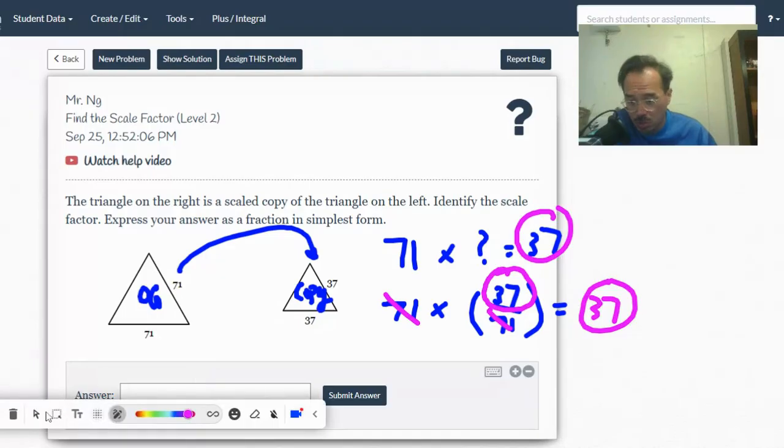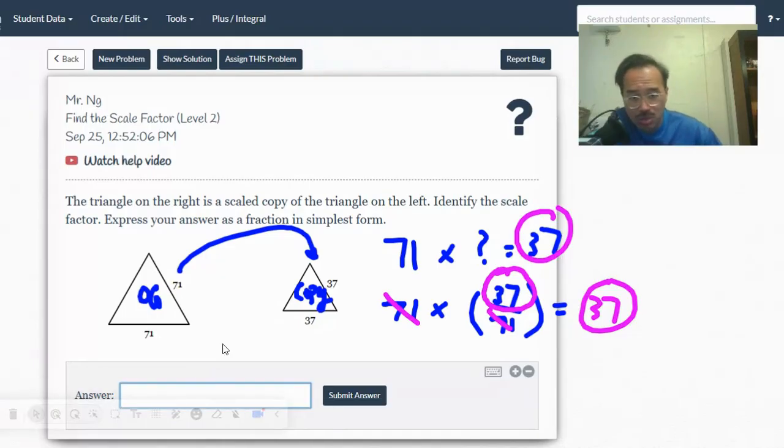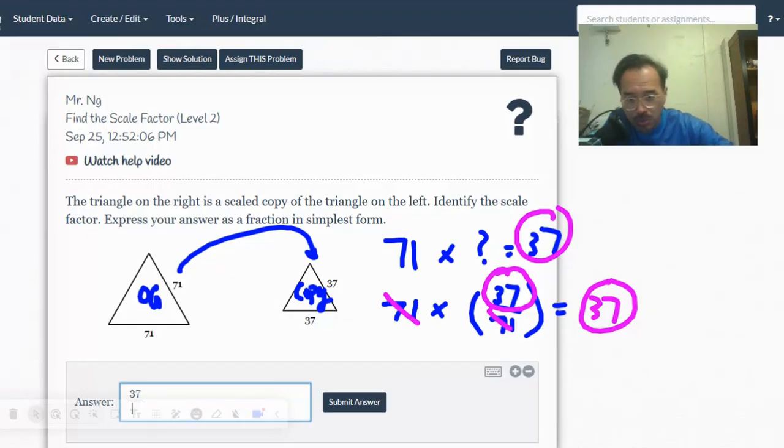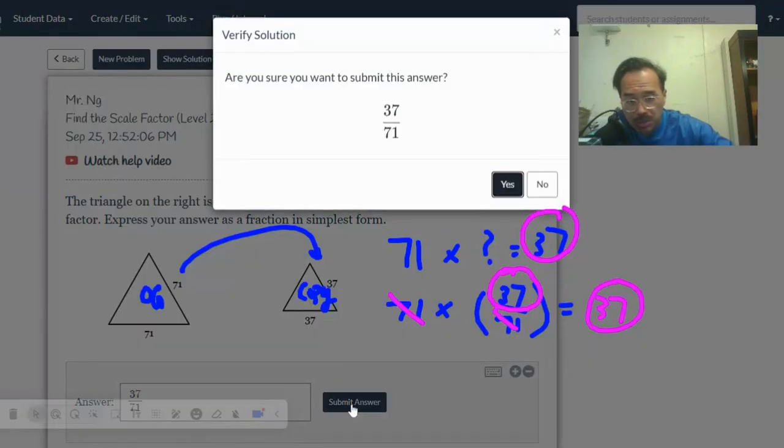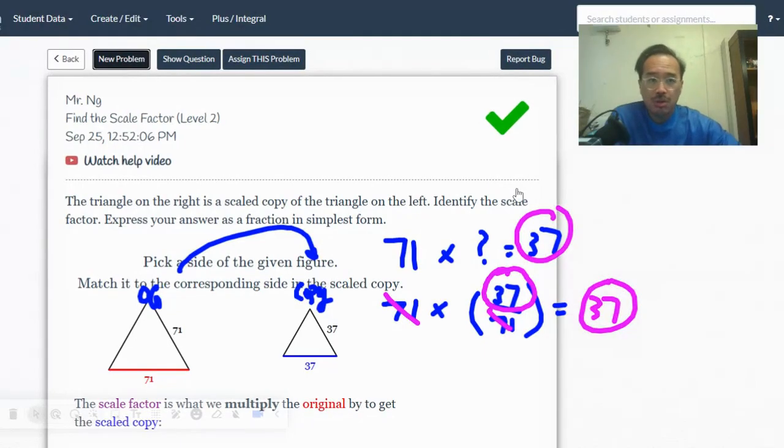So again, to type in the answer, it's 37 over, again, that backslash button on your keyboard. You can also find it on the right side of the keyboard. 37 over 71. If you can't find it, just tell me after class, and I will show you where to find that backslash. Submit the answer, and that's it.